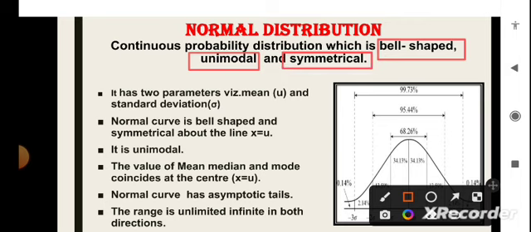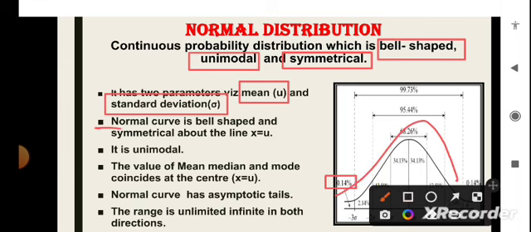Now, let's learn the properties of normal distribution one by one. First property states that it has only two parameters. One is mean and the second one is standard deviation. When we plot normal distribution in a graph, we get a bell-shaped symmetrical curve which is known as normal curve. This curve is unimodal and it has asymptotic tails, which means that the tails never touch the x-axis.